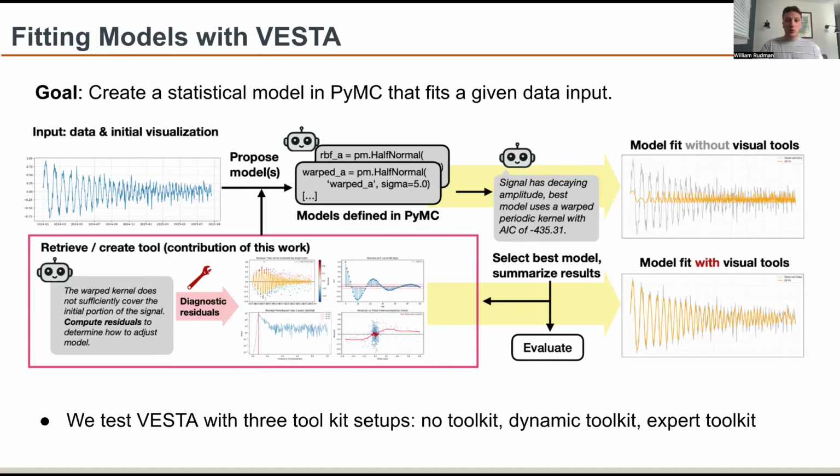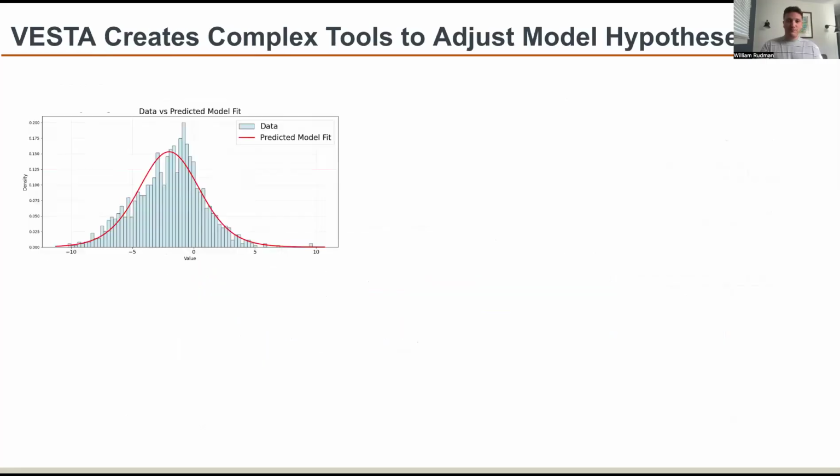To ensure that tool use and creation are the reasons for the success of our pipeline, we create three variants of VESTA. First, we run VESTA with no tools. Second, we test it in a dynamic setting where VESTA must create tools from scratch to facilitate analysis. And third, we use a library of human-written tools designed to complete specific tasks.